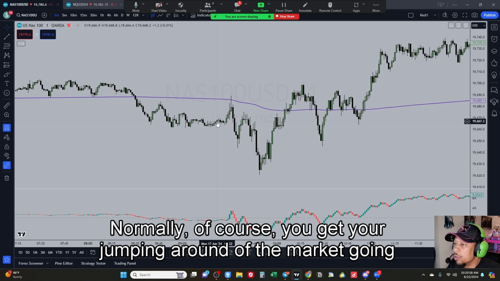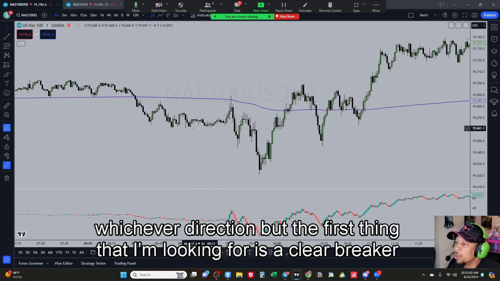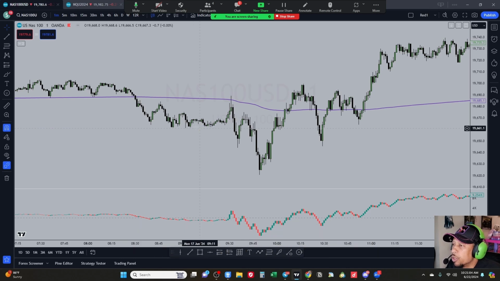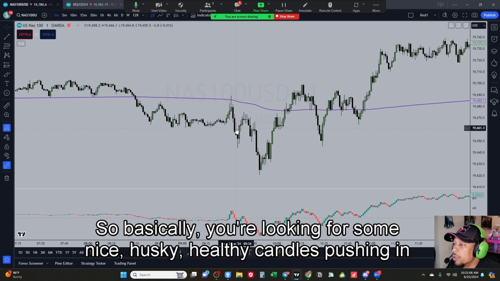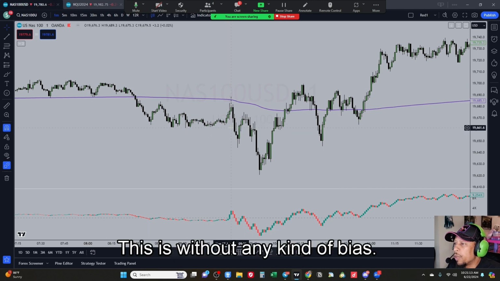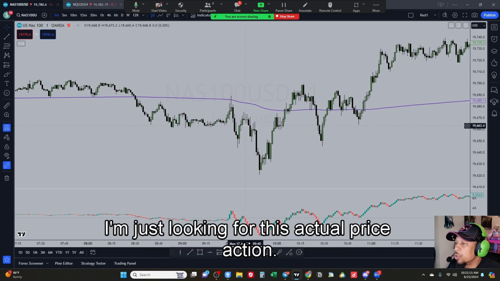Normally, of course, you get your jumping around of the market. It's going whichever direction. But the first thing that I'm looking for is a clear breaker structure with displacement. So basically, you're looking for some nice, husky, healthy candles pushing in any one direction. This is without any kind of bias. I'm just looking for this actual price action, right?